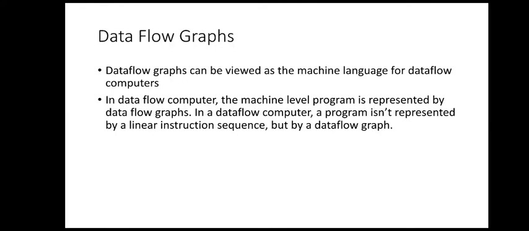Next, data flow graphs. Data flow graphs can be viewed as the machine language for data flow computers. A data flow graph is a directed graph whose nodes correspond to operators and arcs are pointers for forwarding data tokens. The graph demonstrates sequencing constraints among instructions. In a data flow computer, the machine level program is represented by data flow graphs. In a data flow computer, a program is not represented by a linear instruction sequence but by a data flow graph.